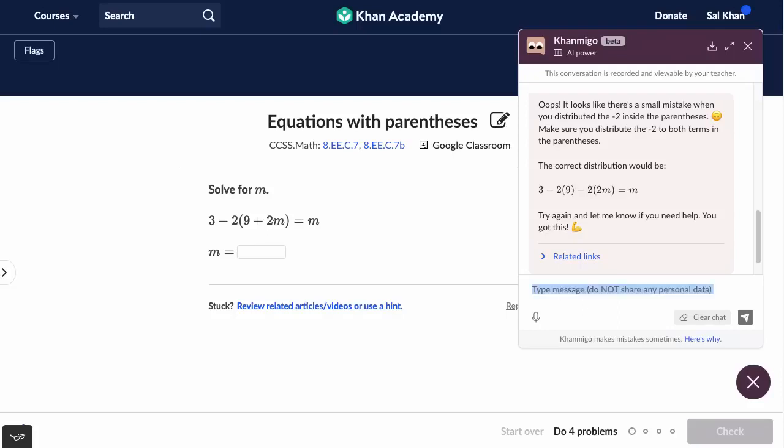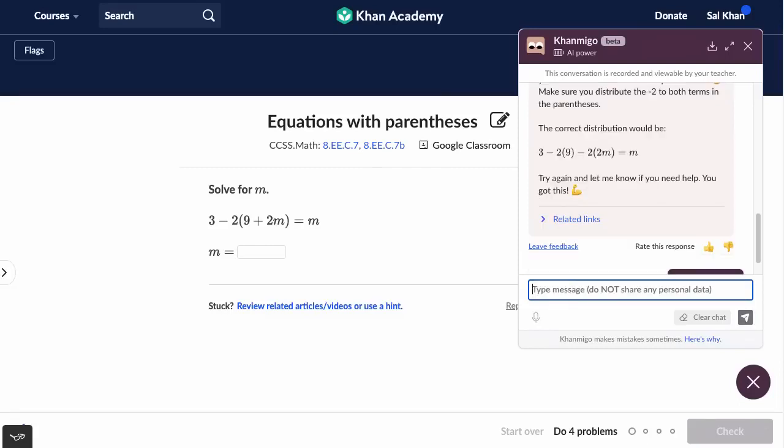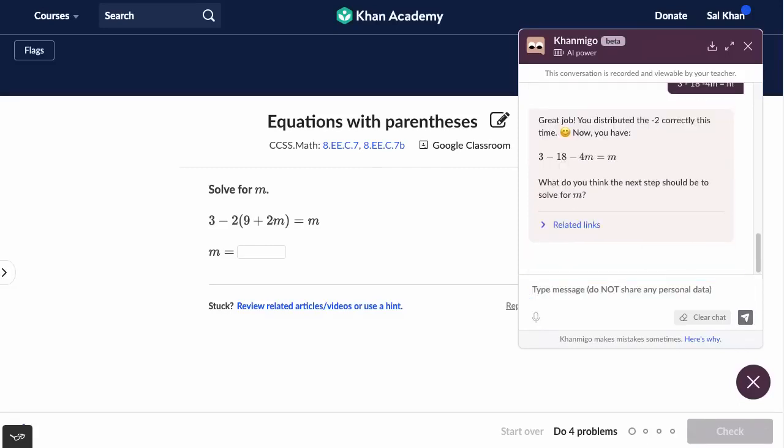You got this. And then if I were to write 3 minus 18 minus 4m is equal to m. Great job. You distributed the -2 correctly this time. Now you have the following. What do you think the next step should be to solve for m? So as you can tell, this is really doing what we think a really thoughtful tutor would do. And this doesn't just work in math. This works across all subjects that Khan Academy has.